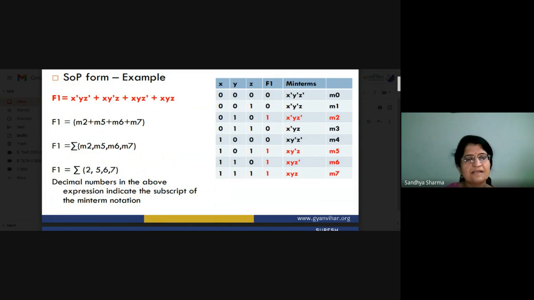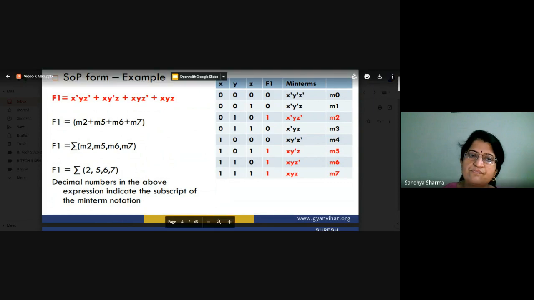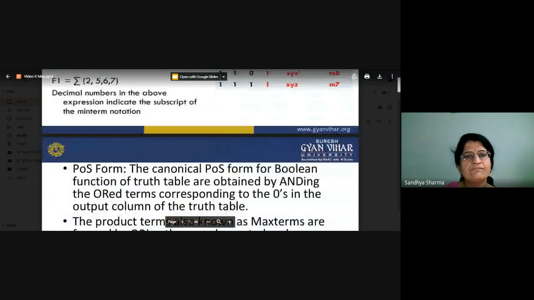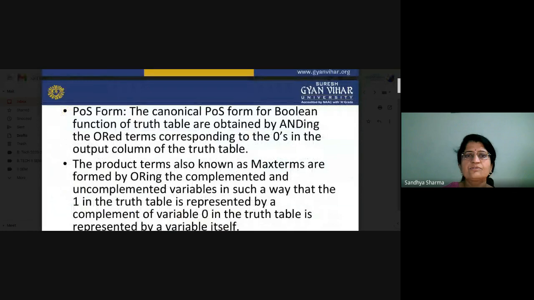By using that method you can convert to sum of product form. So sometimes the equation is given in sum of product form, or sometimes the equation is given in terms of decimal numbers. Now again we will see what the basic process is. So that is a canonical POS, product of sum, form of a Boolean function. So first of all we have to make a truth table and then we can calculate.